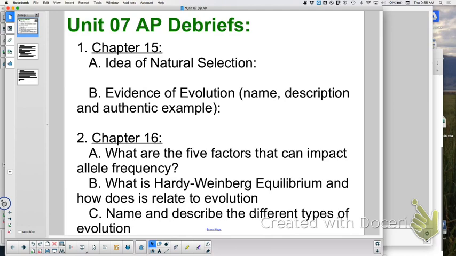Evidence of evolution. Name, description, and authentic example. Right? So what were the pieces of evidence of evolution? Remember that chart and I would pull them out? Fossils. Boom. So with fossils, you can bring in the whole idea of how we date fossils, right? What are the 2 ways we can date fossils? Relative. Perfect. Okay. We can talk about index fossils, right? We could talk about the geologic time scale, Cenozoic, Mesozoic, Paleozoic, and Precambrian. We can bring that all into fossils. We could talk about transitional fossils.